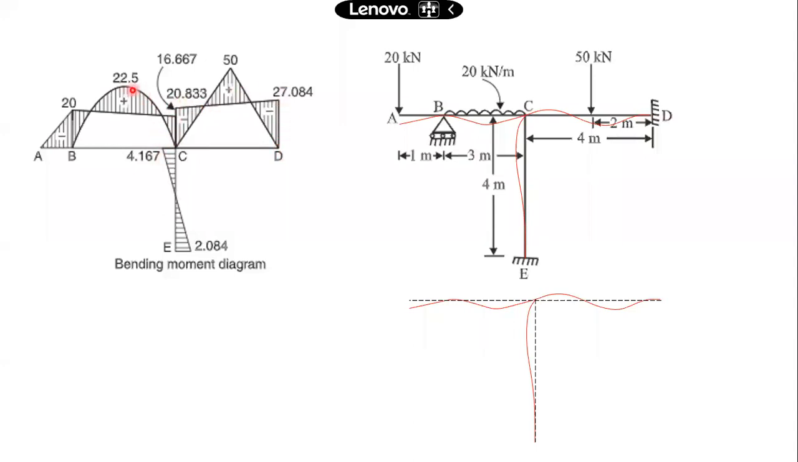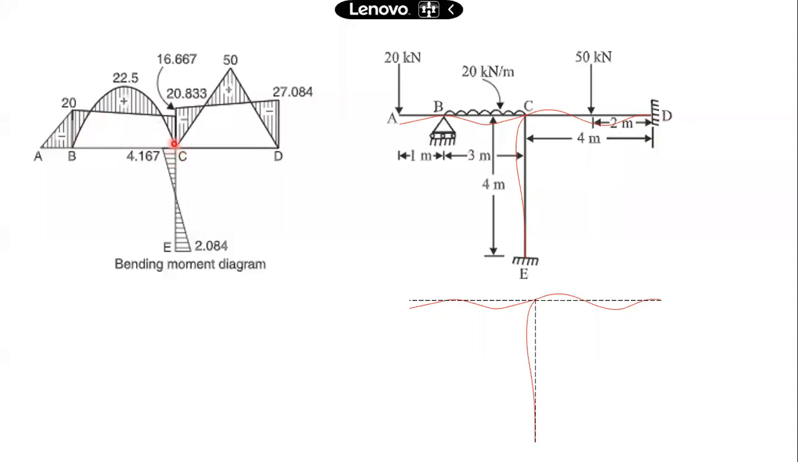Over that, the free bending moment diagram has to be overlapped. For BA, WL square by 8 gives you 22.5 as the maximum moment at the center. And for this, it is WL by 4, so this comes out to be 50 kilonewton meter as the moment in the span. So that is for the three beam members.